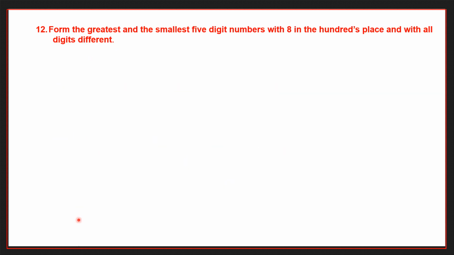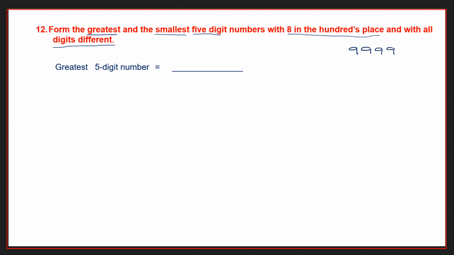Question 12. Form the greatest and the smallest 5-digit numbers with 8 in the hundreds place and with all digits different. So let's make a note of all the conditions given. Now here we have to form the greatest and the smallest 5-digit number. Now 8 should be in the hundreds place and all the digits have to be different. So let's keep this in mind when we make our numbers. So the greatest 5-digit number. Now if you look at the greatest 5-digit number, that will be 5 nines, isn't it? 99,999. This is the greatest 5-digit number.